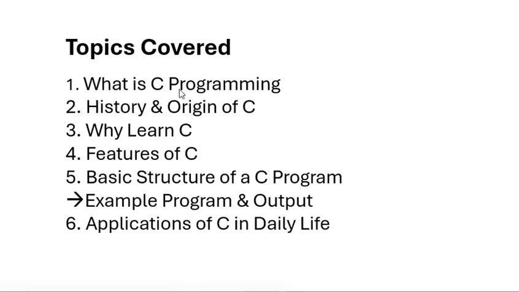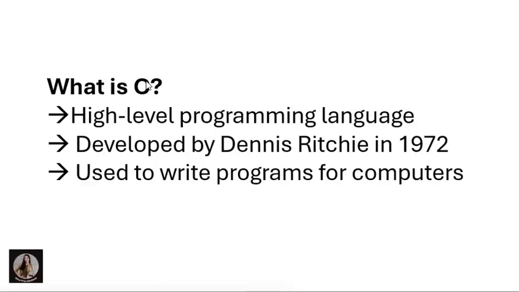Let us start with what is C programming. C is a programming language. What is a programming language? A programming language is used to communicate with computers. To communicate, we need a language, right? We communicate in Kannada, Telugu, English, Hindi. These are the languages to communicate from one person to another person. Likewise, we need a language to communicate with the computer. That's why we have programming languages. Using a programming language, we can communicate with computers.